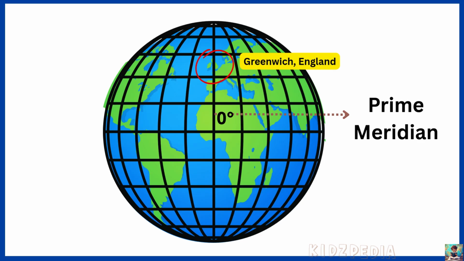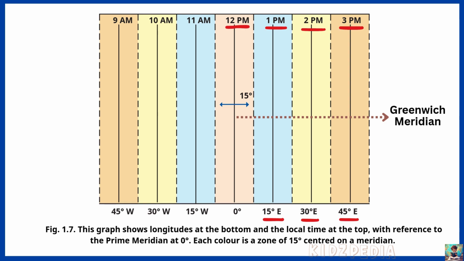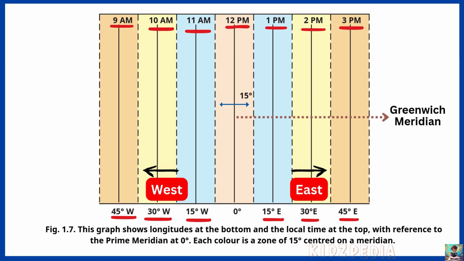If we move east from Greenwich, let's say it's 12 noon at Greenwich. At 15 degrees east, it's 1 p.m. and at 30 degrees east, it's 2 p.m. At 45 degrees east, it's 3 p.m. and so on. And if we go west from Greenwich, at 15 degrees west, it's 11 a.m. At 30 degrees west, it's 10 a.m. At 45 degrees west, it's 9 a.m. and so on.